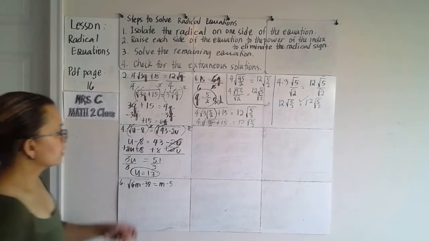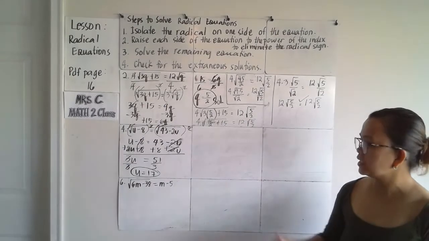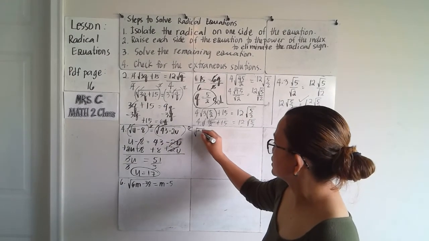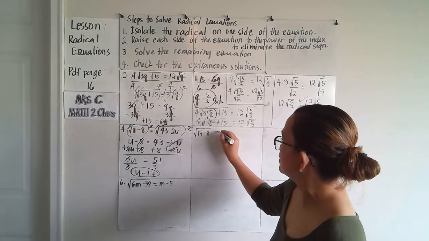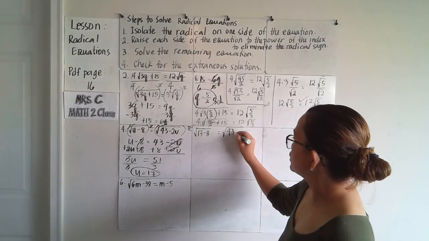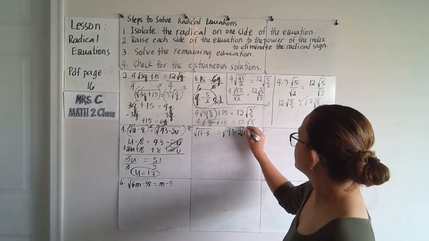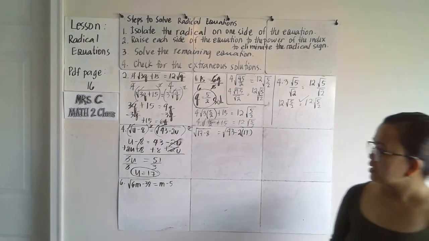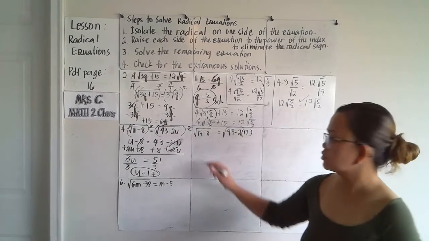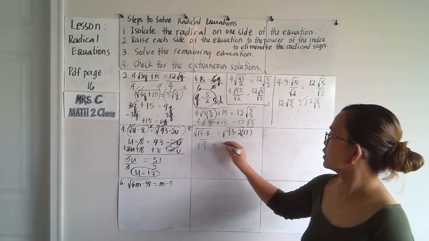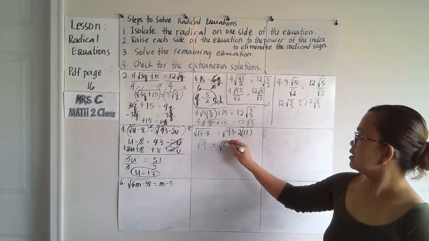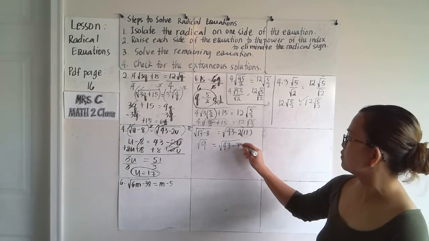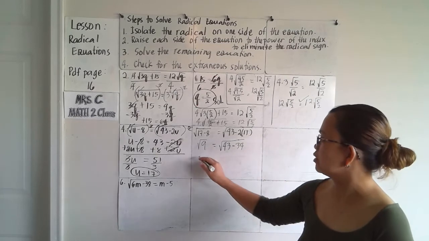Alright, 17. So, we need to check if 17 is really a solution or extraneous. Square root of 17 minus 8 equals 43 minus 2 times 17. 17 minus 8 is equal to square root of 9. 43 minus, what's 2 times 17? It is equal to 34. Is that right? I hope so.